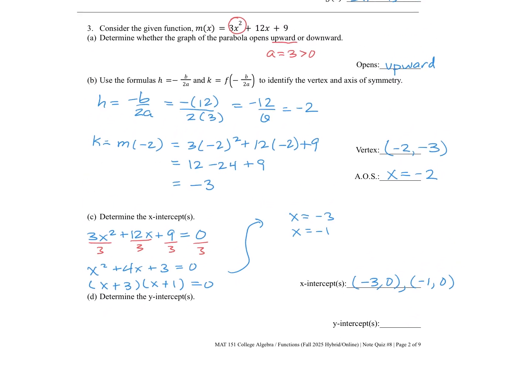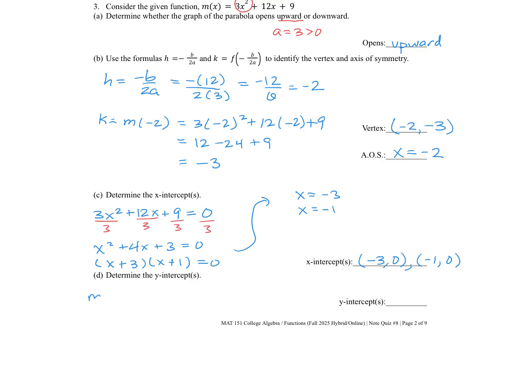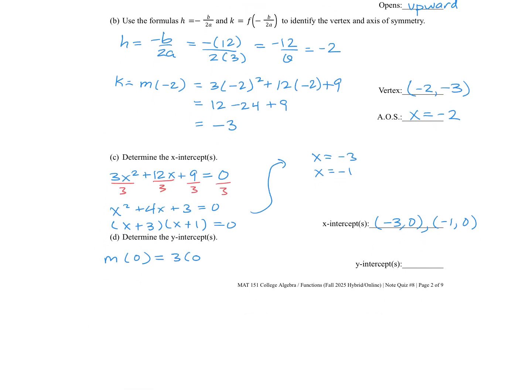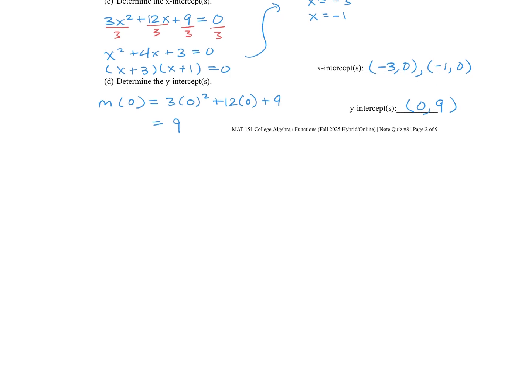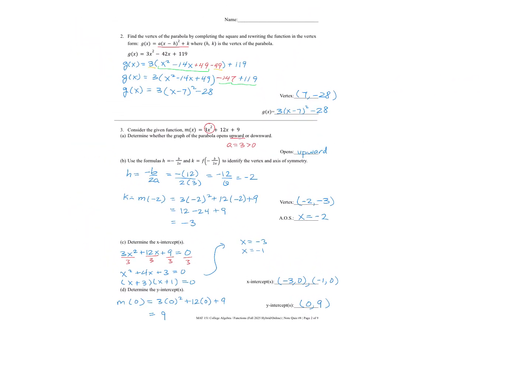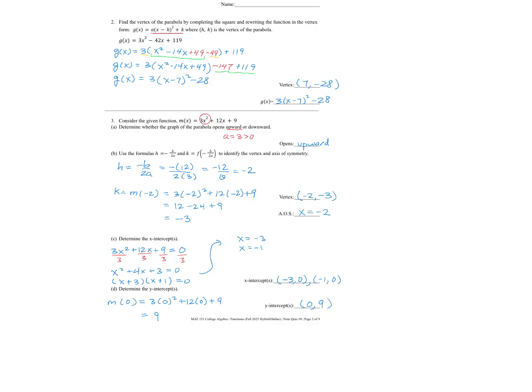The y-intercept is really easy to find. That's just going to be m of 0. And when the quadratic function is written this way, it's going to be just 3 times 0 squared plus 12 times 0 plus 9. And all you're left with is the c number, which is 9. So 0, comma 9 is the y-intercept, which again is a little big for graphing purposes. The next thing to do is put this all together to graph the parabola. So let's switch over to the next page.